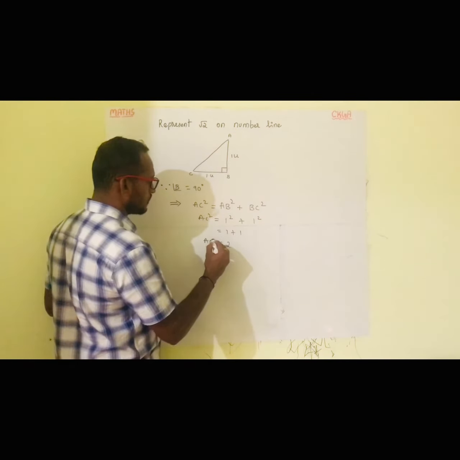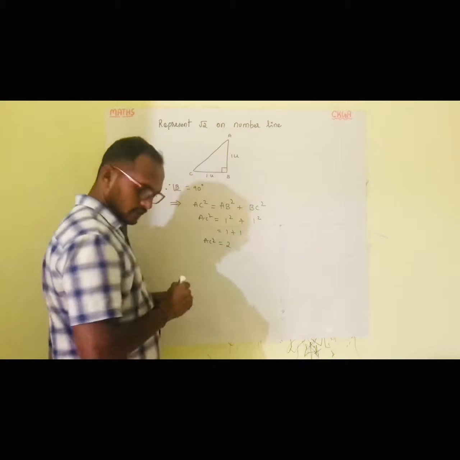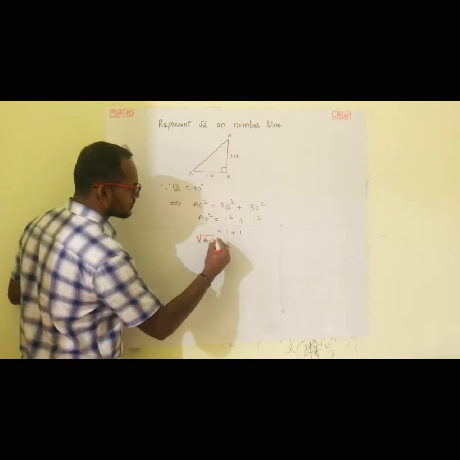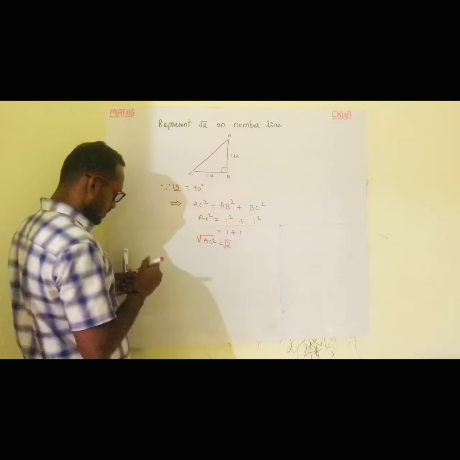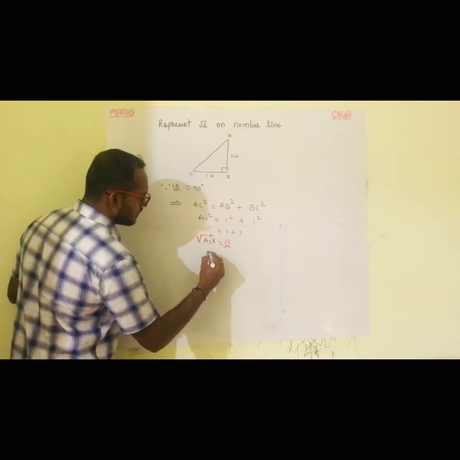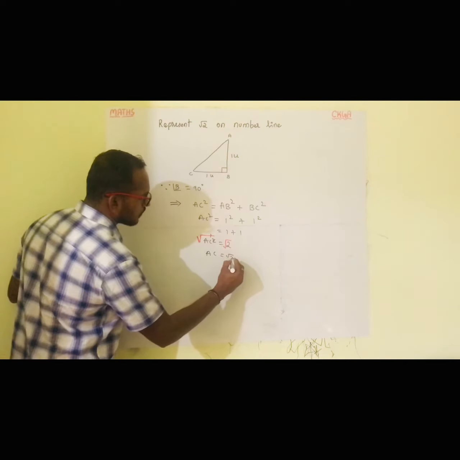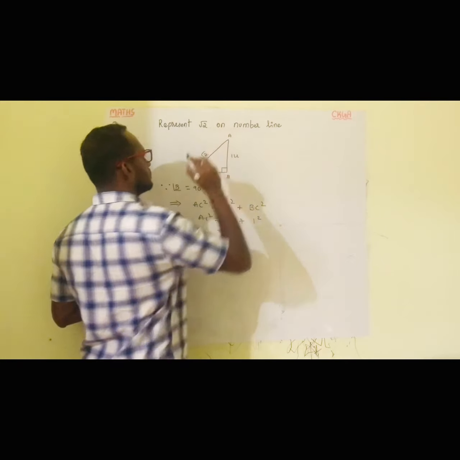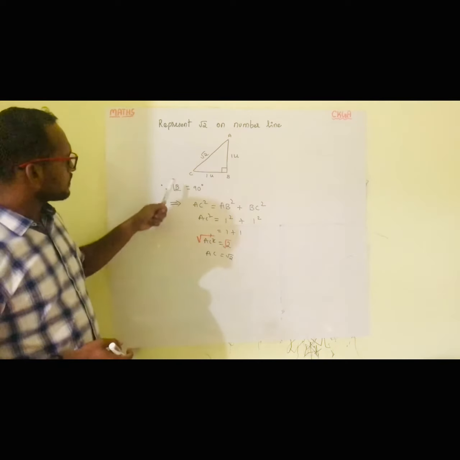You need AC, not AC square. How do you get rid of the square? By taking the square root on both sides. The square and square root will cancel. Therefore, AC is equal to root 2. This is a very important point. So I got root 2 here. That's how this situation represents root 2.